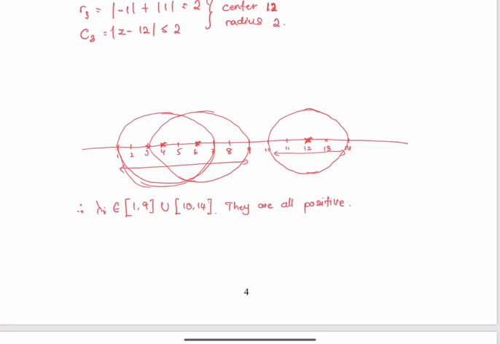Okay, these are the two examples about how we can determine the position of the eigenvalues if we are given a matrix, and we can identify these eigenvalues by using the Gershgorin theorem. Okay, that's all for now.